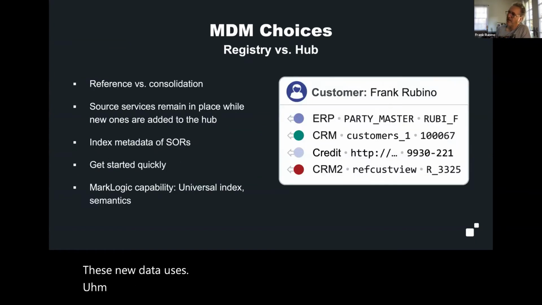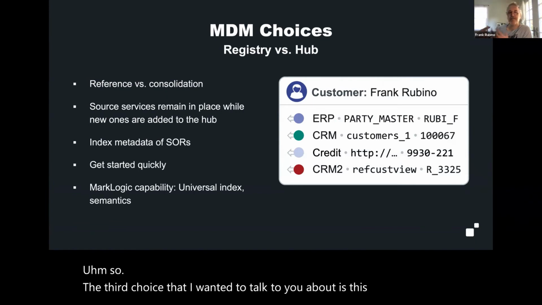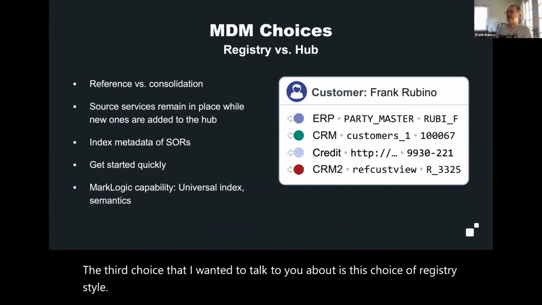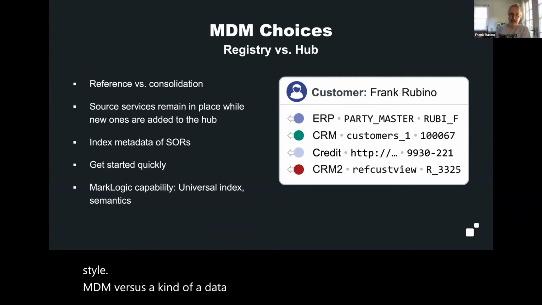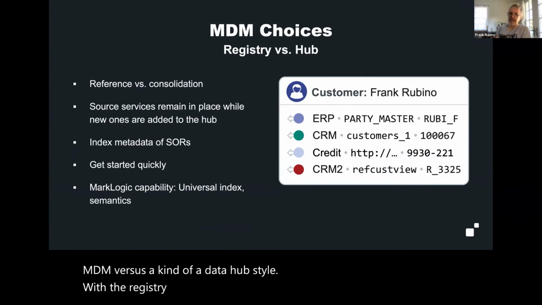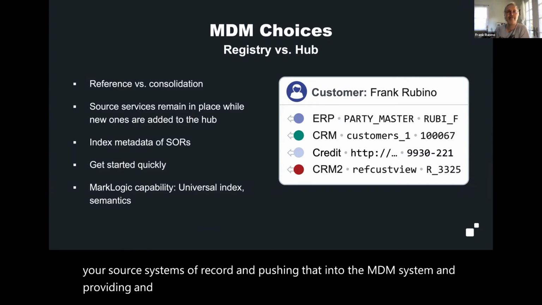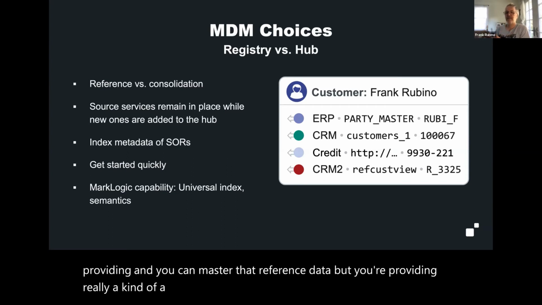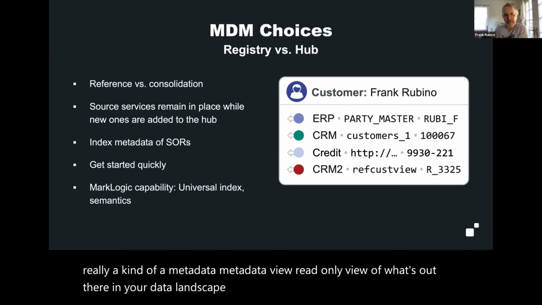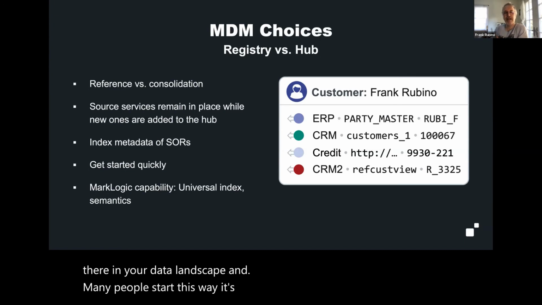So the third choice that I wanted to talk to you about is this choice of registry style MDM versus a data hub style. With a registry style, you're basically taking all of the metadata about your sources, your systems of record, and pushing that into the MDM system, and you can master that reference data, but you're really providing a metadata view, a read-only view of what's out there in your data landscape. And many people start this way. It's a quick way to get going.